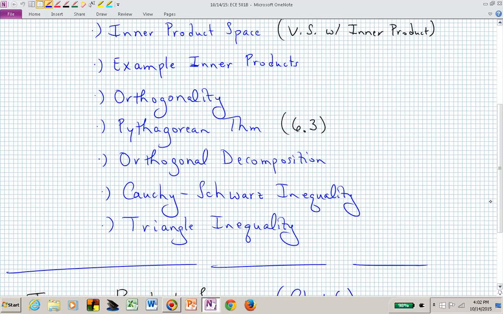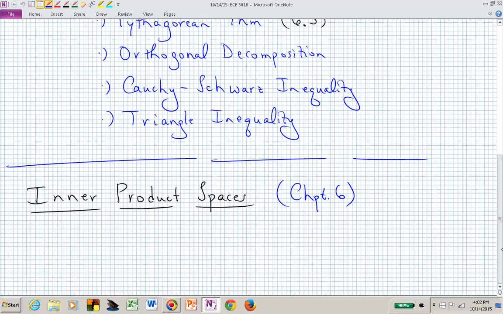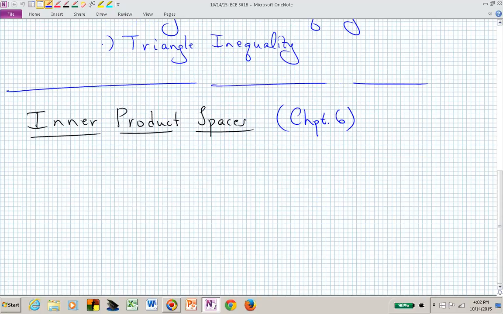And beyond that, we'll talk about the Cauchy-Schwarz inequality and the triangle inequality. Again, all of these generalize what you might be familiar with in 2 dimensions or with simple geometry or geometrical shapes. Let's then get started with chapter 6, which is inner product spaces.